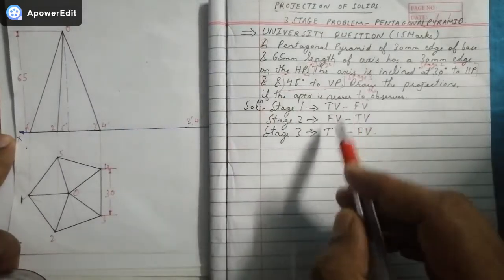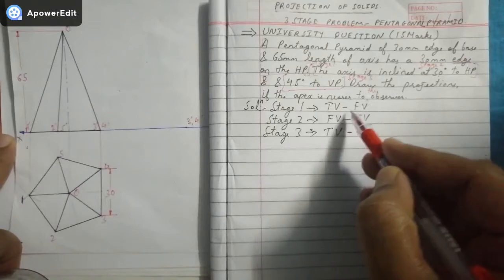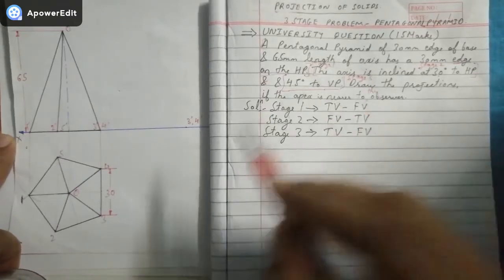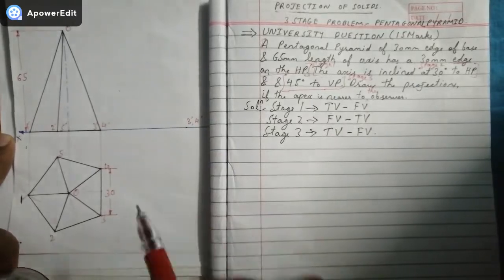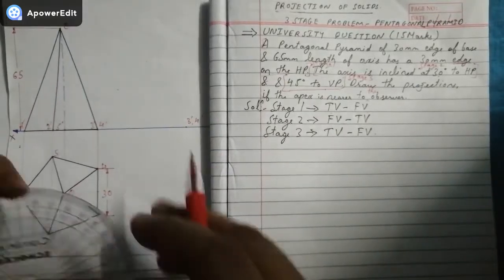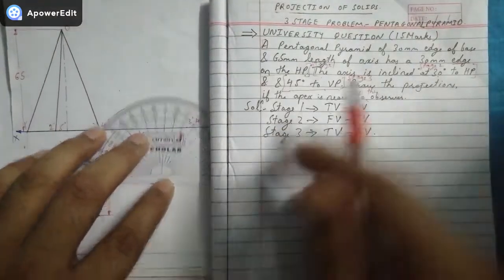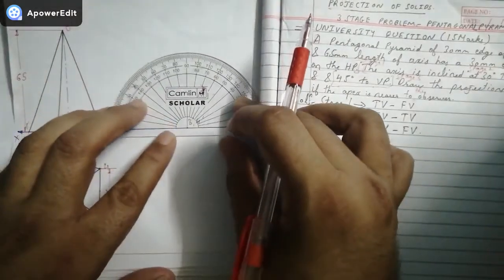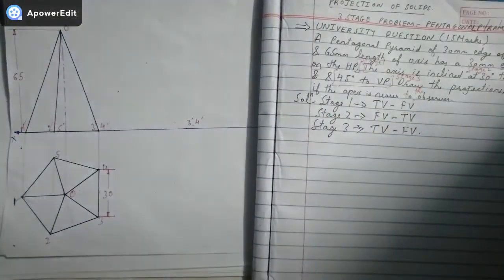Now in stage 2, you can see very clearly that in stage 1 we draw the top view first, then the front view. In stage 2 we will draw the front view, then the top view, and in the last stage the top view and then the front view. Now how is stage 2 going to proceed? Since the axis is inclined at 30 degrees to HP, the base will be inclined at 60 degrees to HP. So already we have marked it, my dear friends.